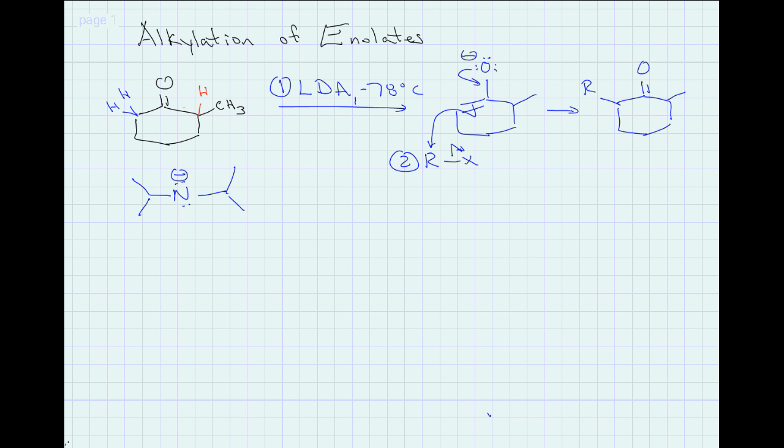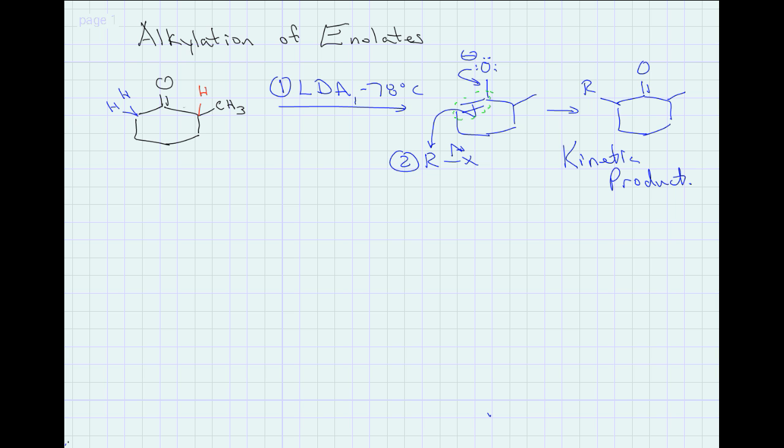Now let me just cut this out of here. And we call this product the kinetic product. What's important about the kinetic product is that it proceeds through the less stable enolate. Because if we had the double bond over here on the other side next to the methyl group, it would be a more stable double bond intermediate.